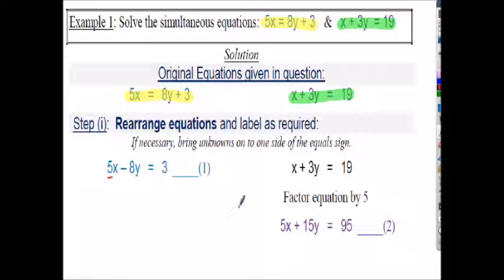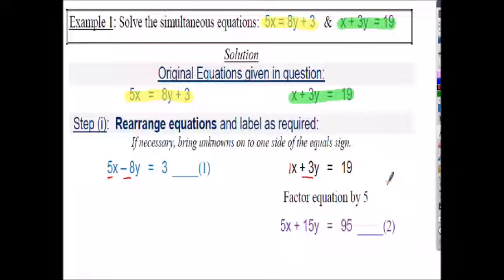And the coefficient associated with the x term in the other equation is 1. We don't write the ones, but it's there. So the coefficients for the x are 5 and 1, and we can see the coefficients for the y terms are negative 8 in the first equation and positive 3 in the other equation.